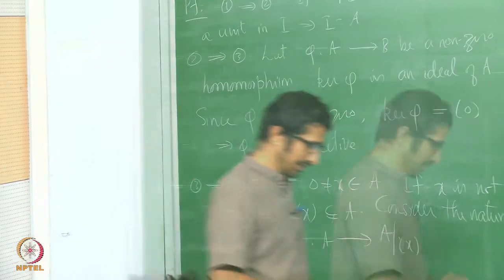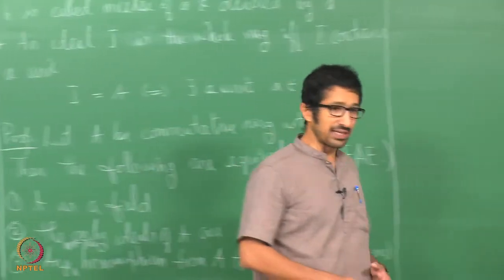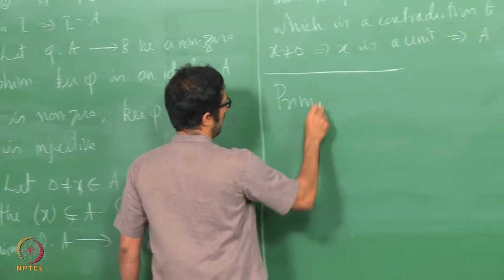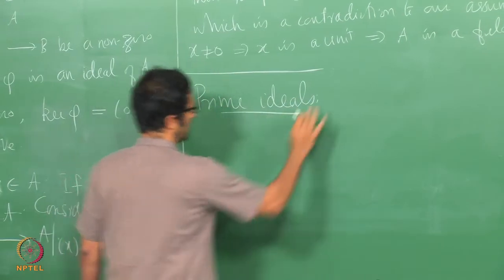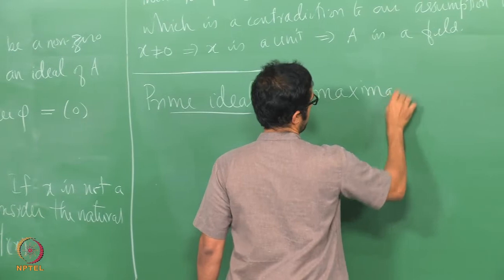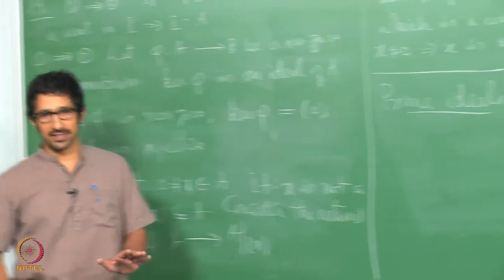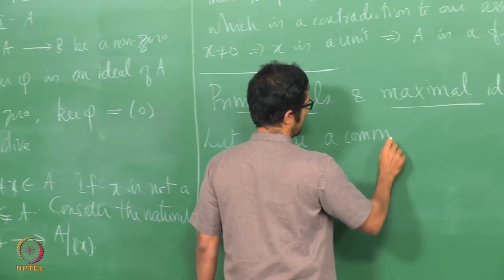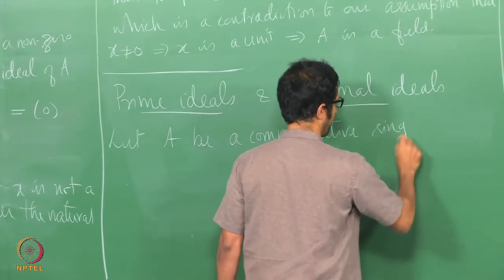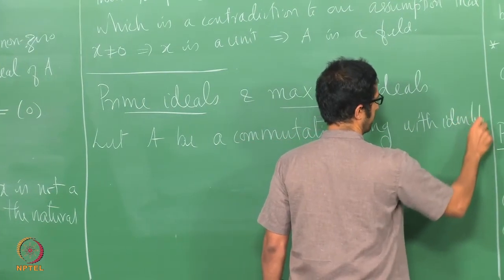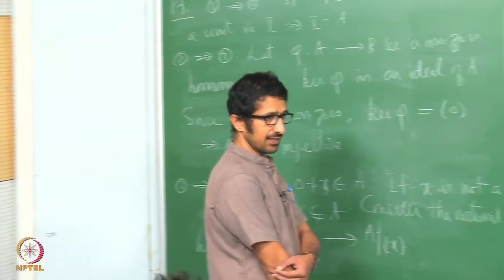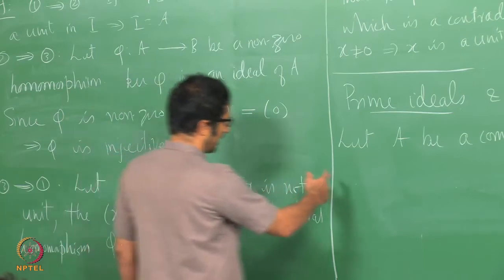So, now let us look for a slightly bigger class of rings. For that we require another tool, which are called prime ideals and maximal ideals. Again, our standard assumption is that A is a commutative ring with identity. For the definition of prime ideals you do not really require the ring to be commutative with identity, but for some properties we need that.